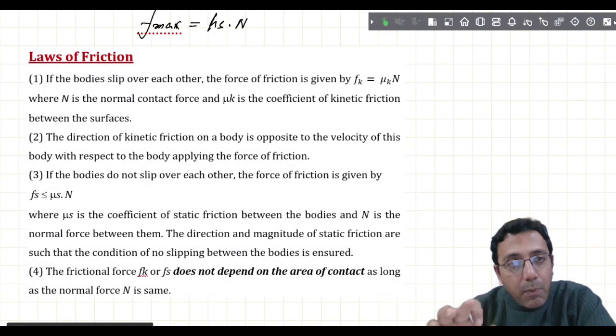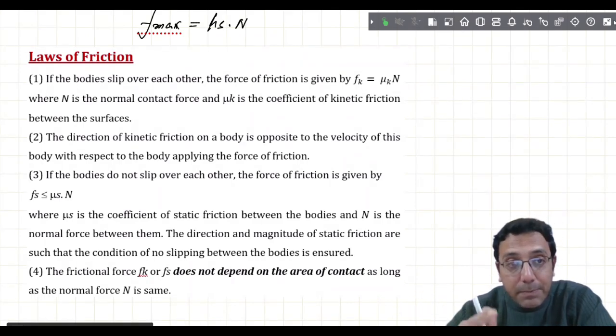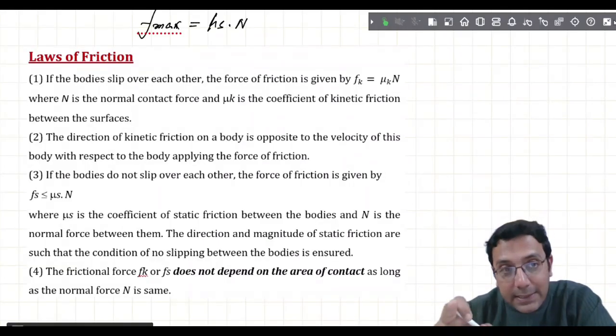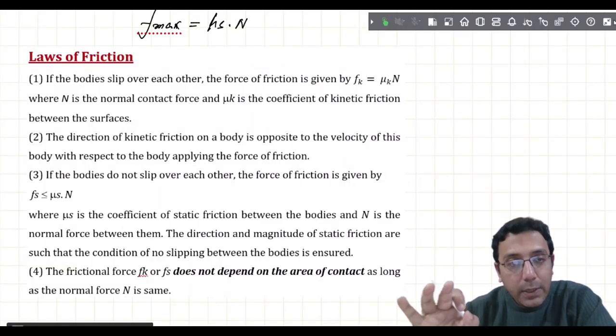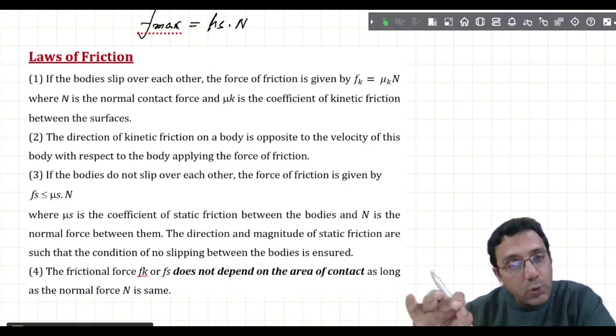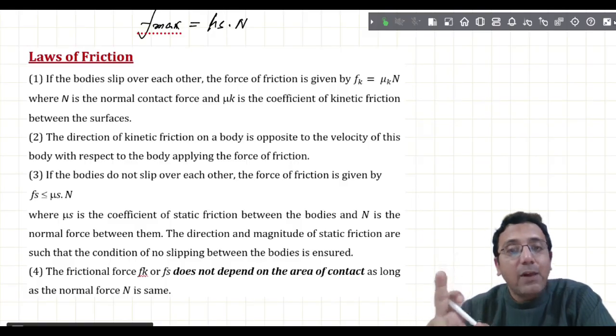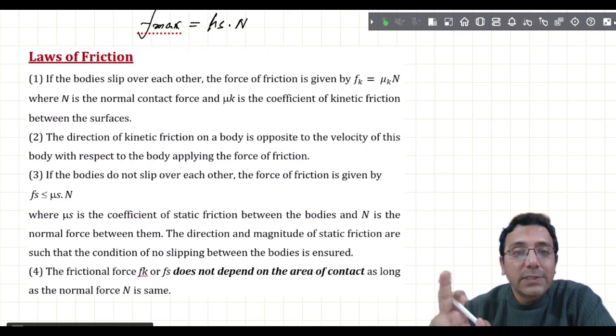Third one, if the bodies do not slip over each other, the force of friction is given by Fs less than or equal to mu s into n. Now when it becomes limiting friction, then Fs becomes F max and the less than symbol becomes equal to, so F max equals mu s into n. Okay, so that is the third one. And the fourth one is that the friction force Fk or Fs, the kinetic friction or the static friction, does not depend on the area of contact as long as the normal force n is the same. Okay, these are the things you must know.